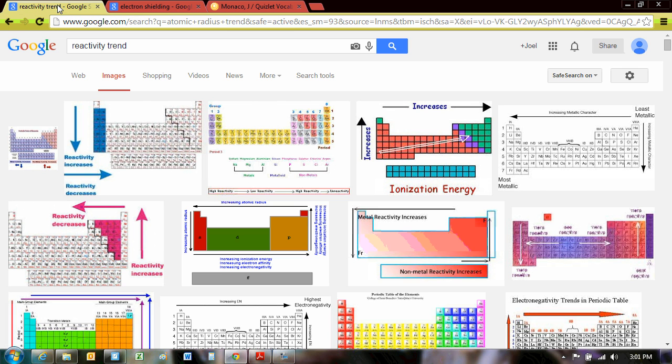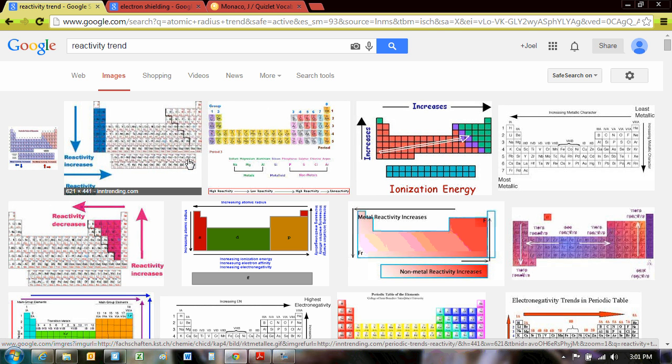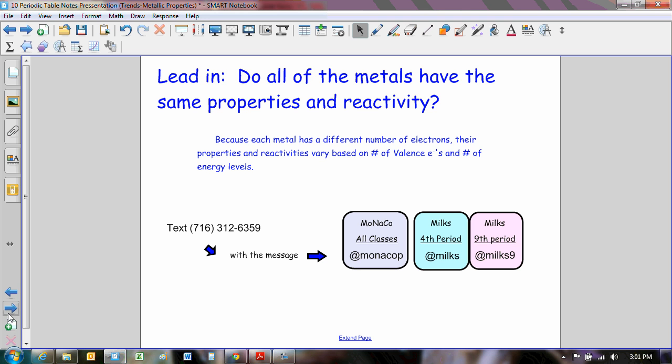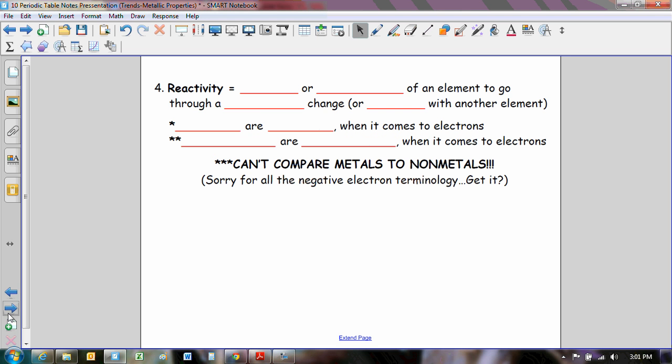I also want to point out there's some reactivity trends here. As you go down, reactivity increases, and as you cross, reactivity decreases for the metals. But for the non-metals, as you go down, it decreases, and as you go across, it increases. So the metals and non-metals, you can't really compare them because they are different things. Okay, so we're going to be looking at those properties and trends today.